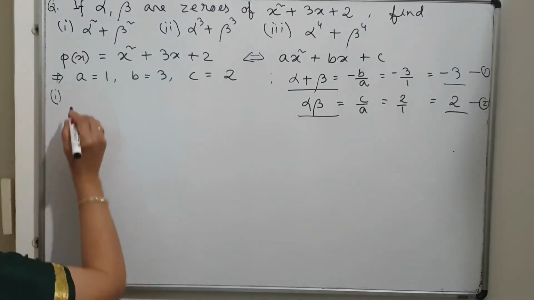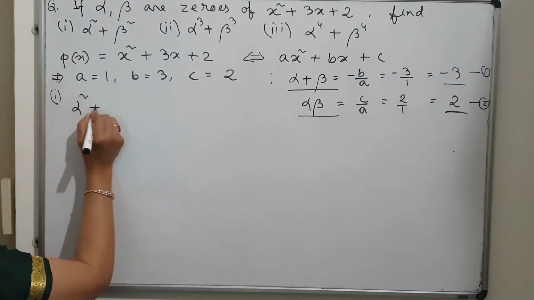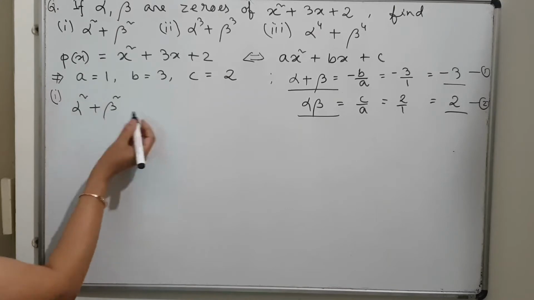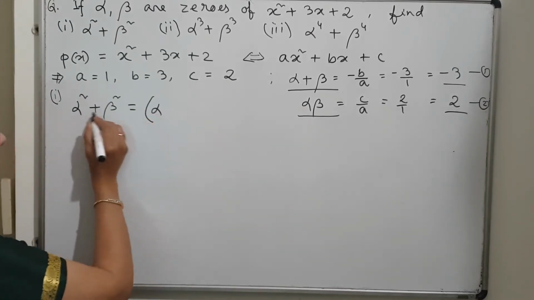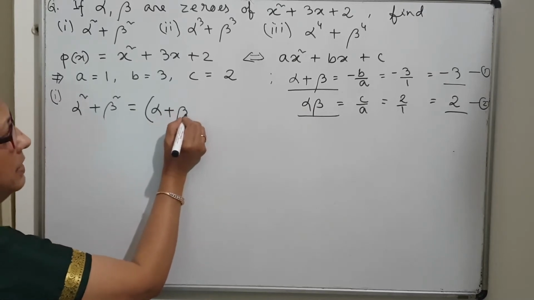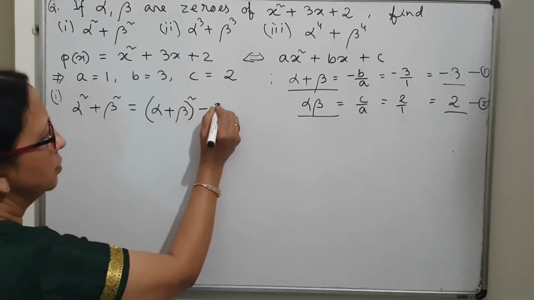So first part, alpha square plus beta square. Now you know this identity: a square plus b square is a plus b whole square minus 2ab.